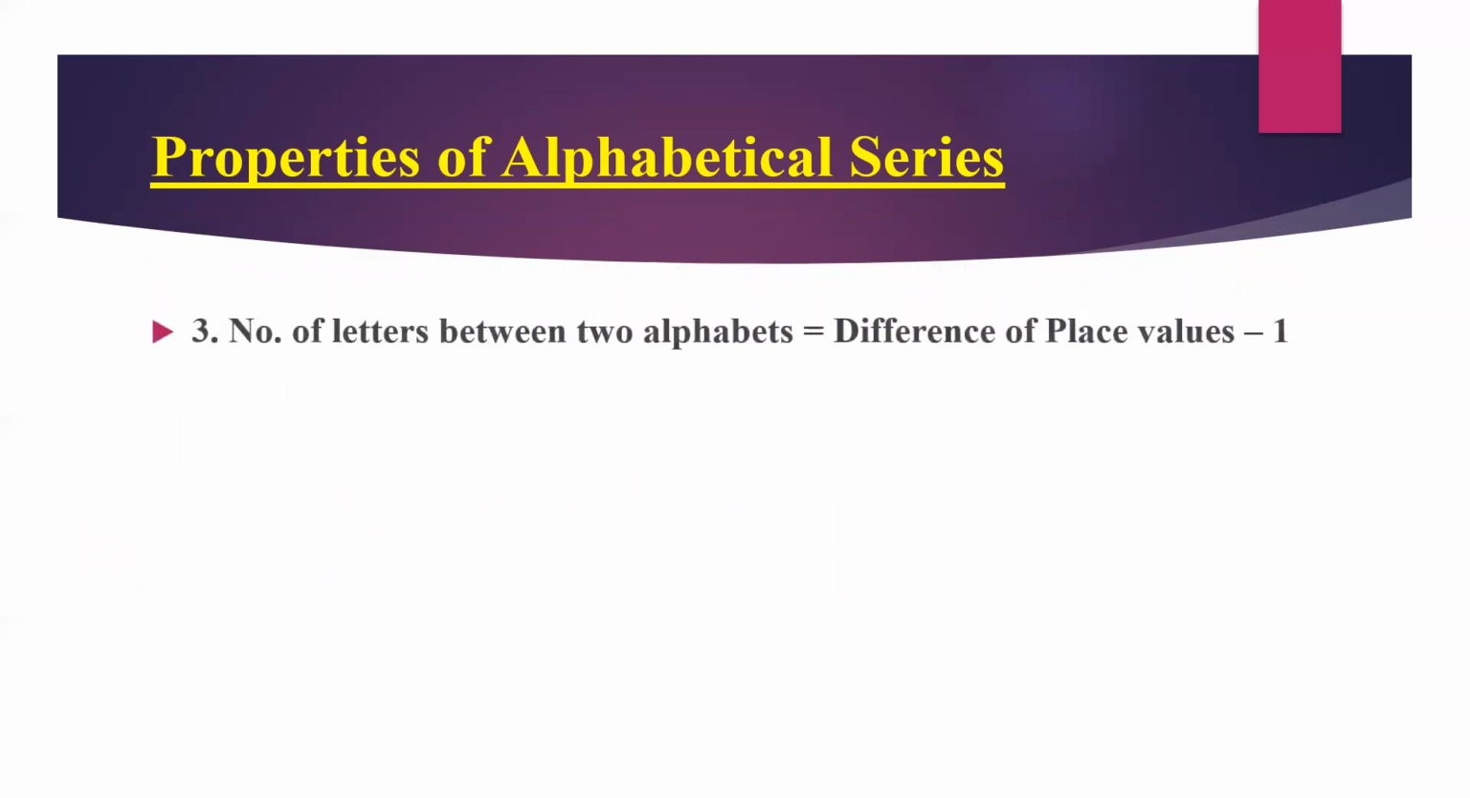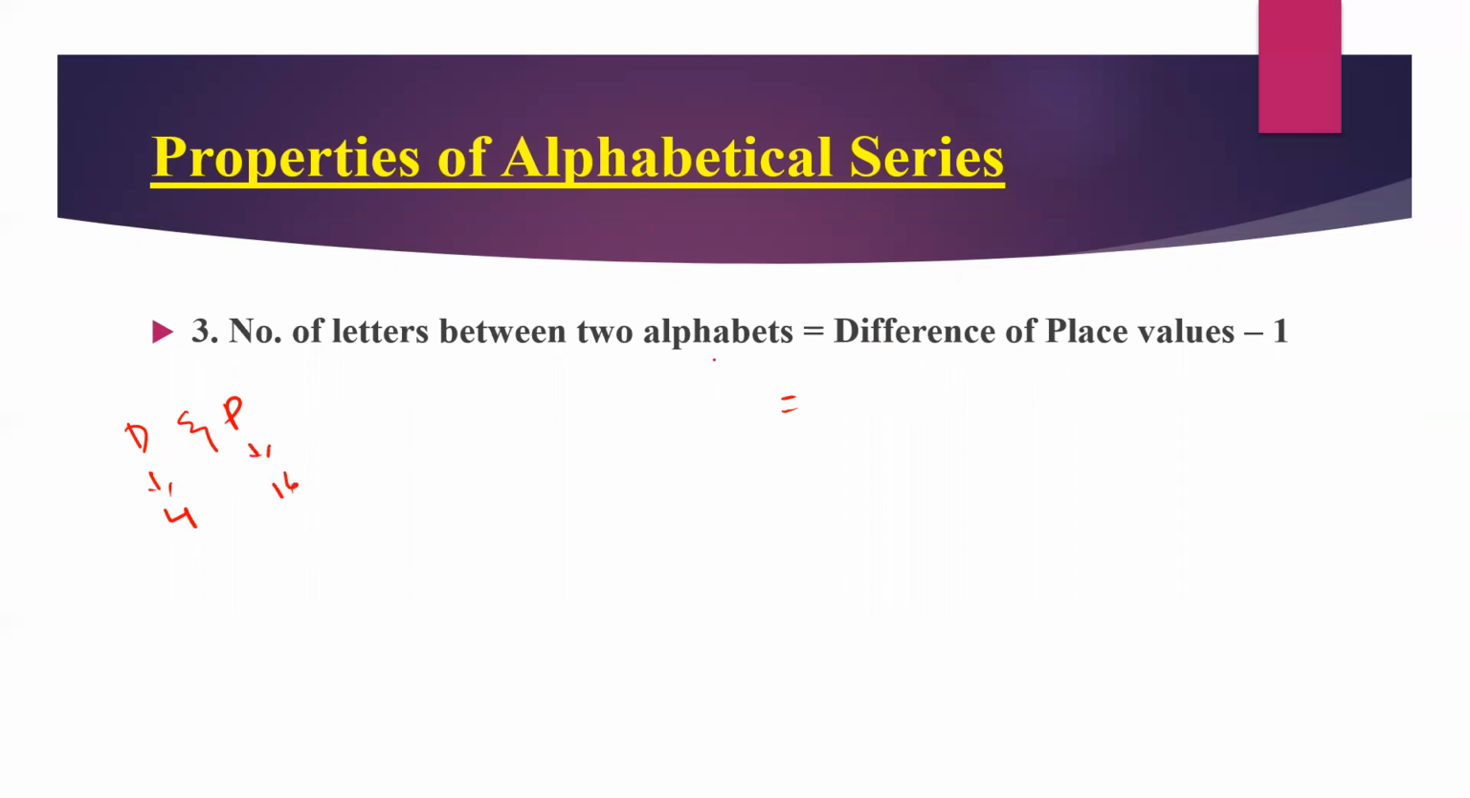So the third property of the alphabetical series is the number of letters between two alphabets. If we need to find the number of letters between D and P, it will be equal to the difference of their place values less 1. So what is the place value of D? 4. And what is the place value of P? 16.